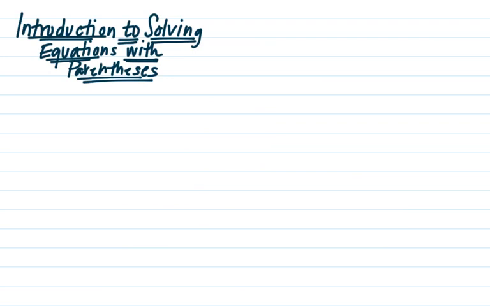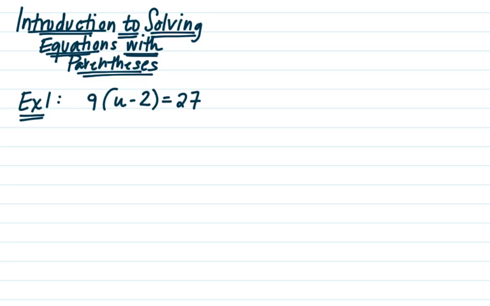Okay, now what if it gets a little more complicated? Let's do another example, this time with parentheses. Looking at this example, our first step, like always, draw a dotted line down the equal sign. Now, before we can do much, we should distribute this parentheses. So if you remember distribution, we can call it the rainbow method. It's going to be 9 times U minus 9 times 2 is minus 18 equals 27.